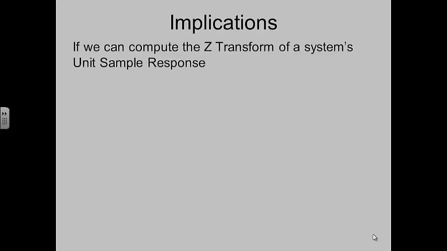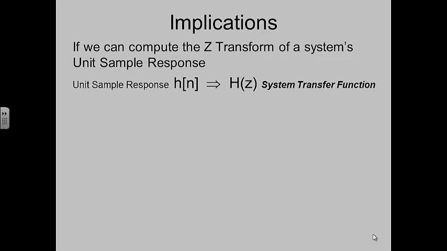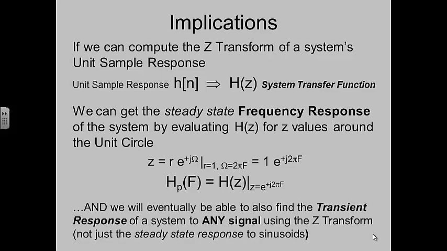So that means if we can find the z transform of a system's unit sample response, take h of n, find H of z, we're going to call that the transfer function, just like we called H of s that in the continuous time domain. We can get the steady state frequency response by replacing z with e to the positive j 2 pi f, and we'll have an expression for H of f. So we can do all the steady state stuff we did before. We'll actually also be able to do convolution for zero state responses using H of z. And eventually, by moving to the one-sided transform and causal signals, we'll be able to deal with initial conditions as well.